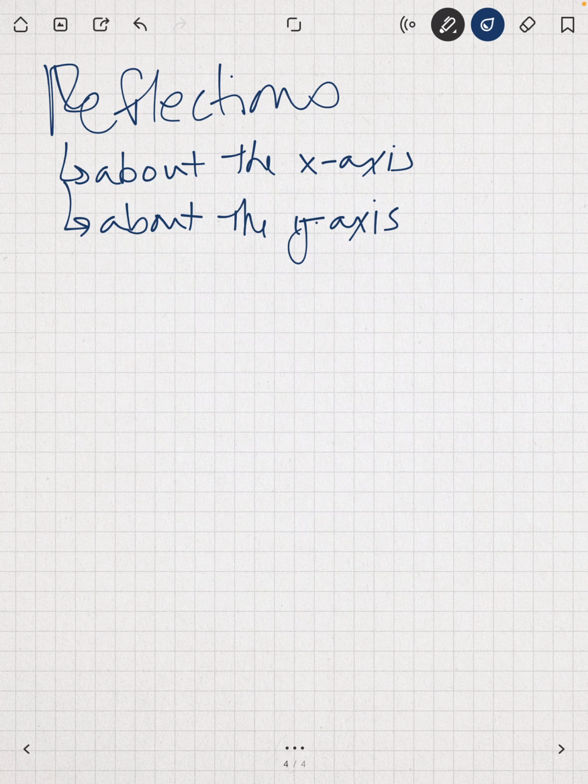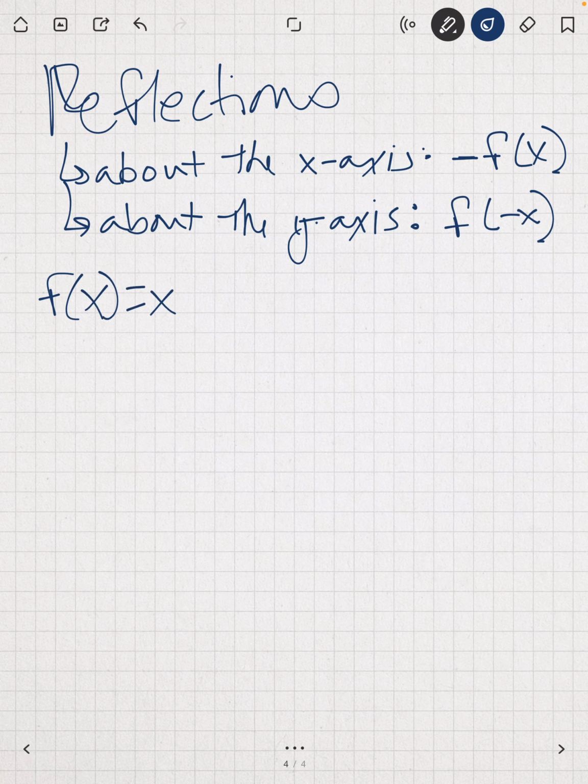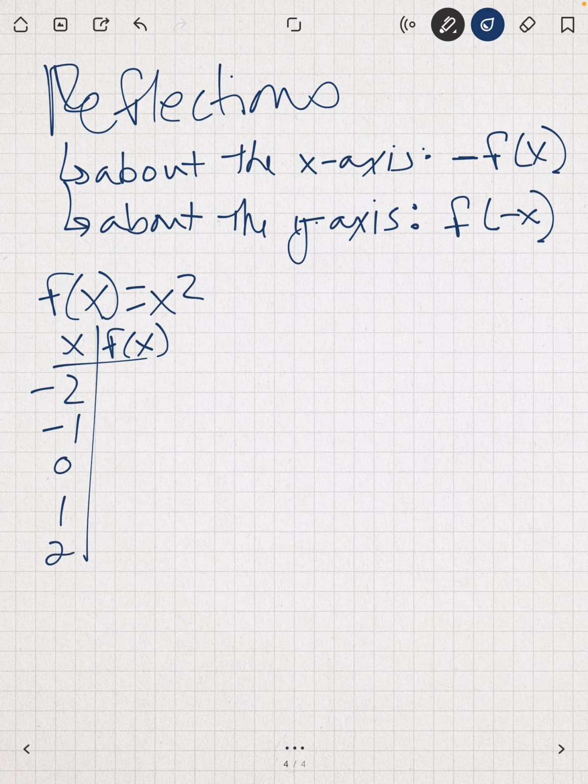And just like when we talked about our shift, we had a general form. This is when we're looking at not f of x plus 2, but if we're looking at either negative f of x or f of negative x. And so let's look at a couple examples. Let f of x be x squared. And so if you want x, f of x, -2, -1, 0, 1, 2, 4, 1, 0, 1, 4.